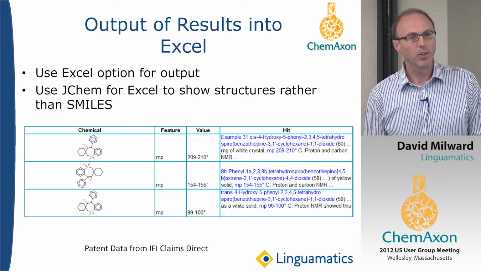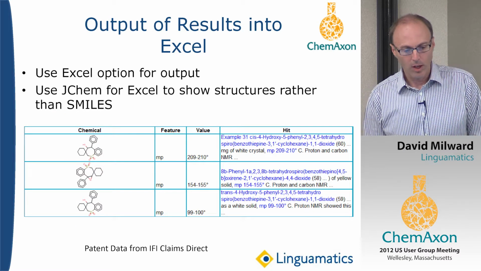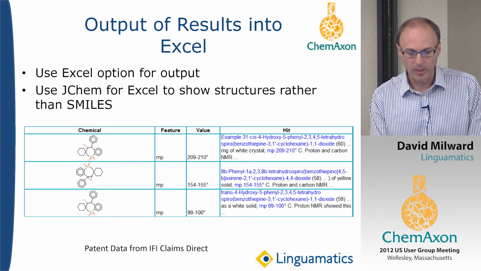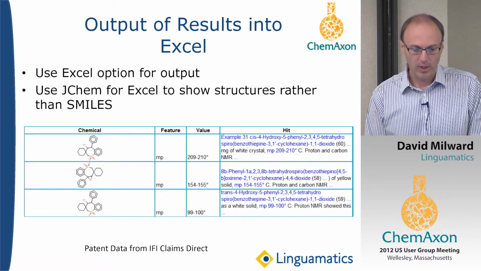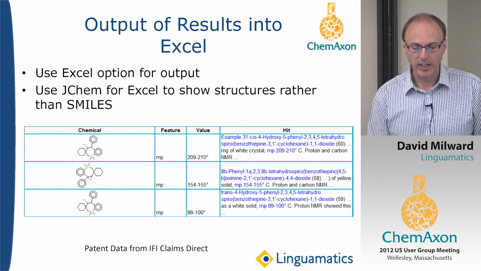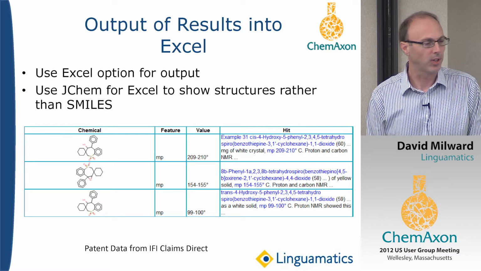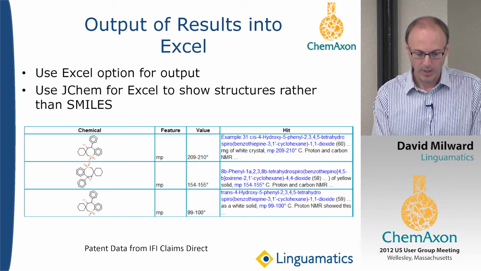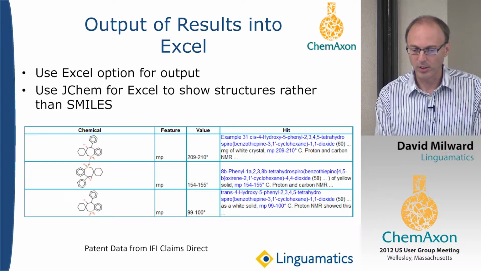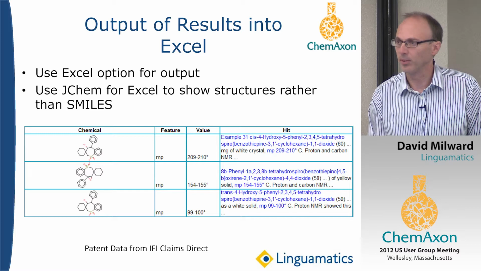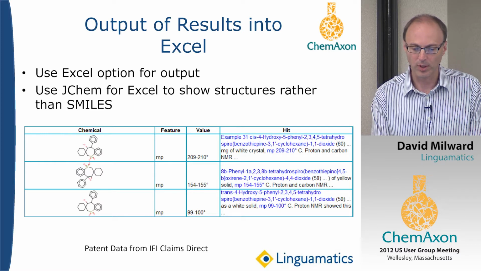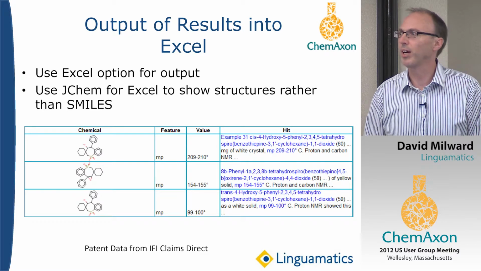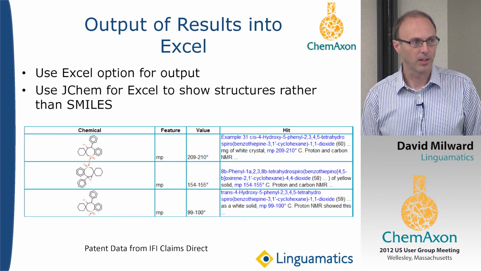If we take our results into Excel, we can use Excel as one of our output options. We can then use something like JChem for Excel to show the structures rather than the SMILES strings or the systematic names. That gives us a way of viewing the structures and the particular features, such as in this case the melting point and the value. So this is the equivalent results, but rather than in a browser, you're now looking at it in Excel.